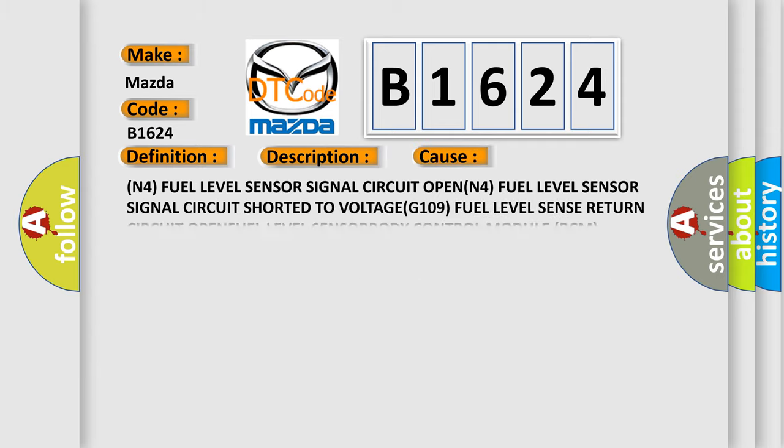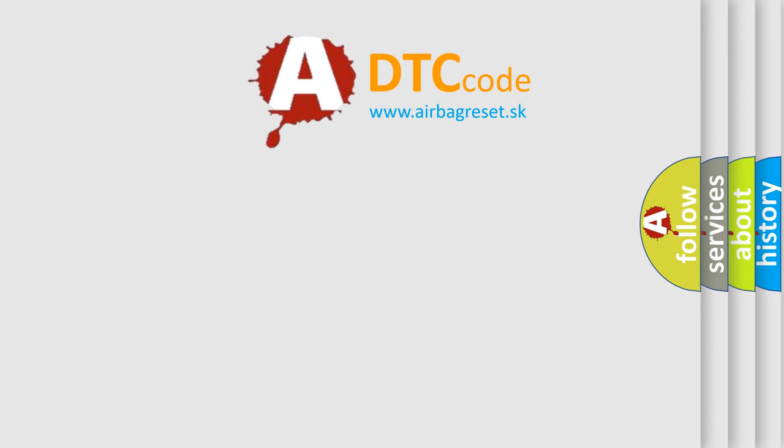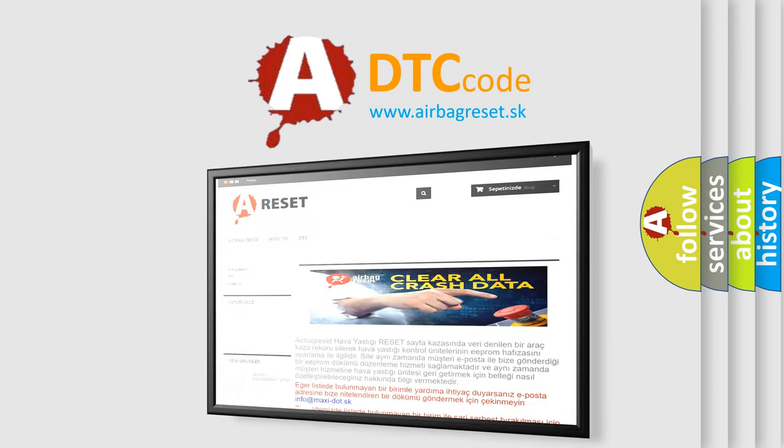This diagnostic error occurs most often in these cases: N4 fuel level sensor signal circuit open, N4 fuel level sensor signal circuit shorted to voltage, fuel level sense return circuit open, fuel level sensor, body control module BCM.